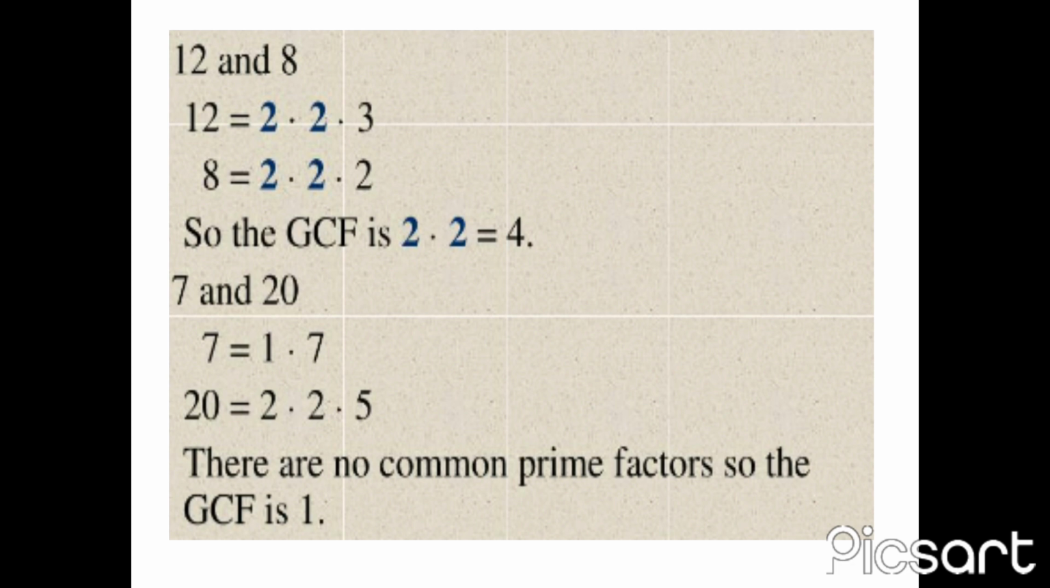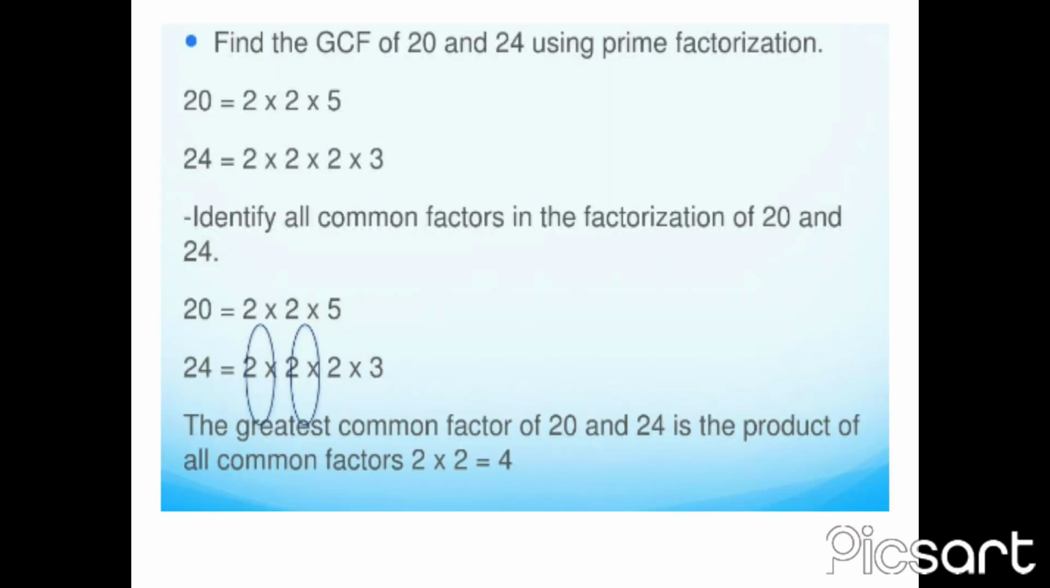Then we have the next numbers, 7 and 20. The factor of 7 is 1 times 7. Then 20 is 2 times 2 is 4, times 5 is 20. Since there are no common prime factors, the greatest common factor of 7 and 20 is 1.